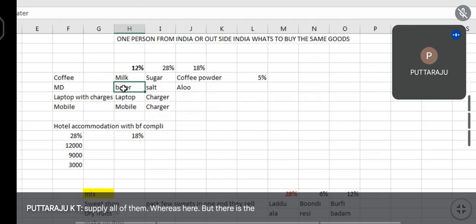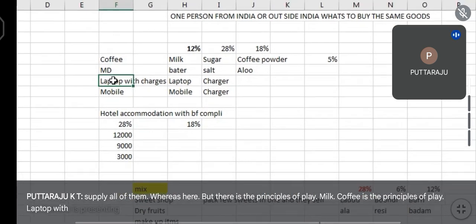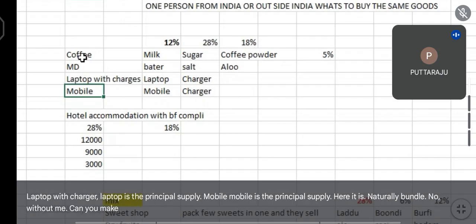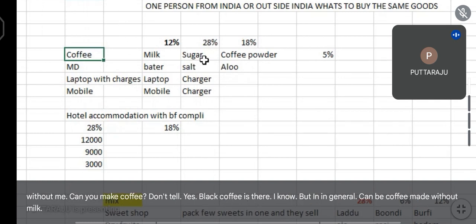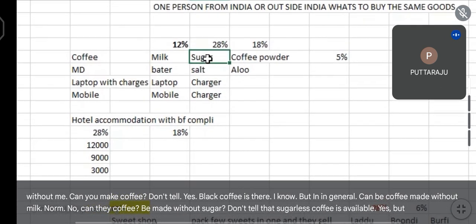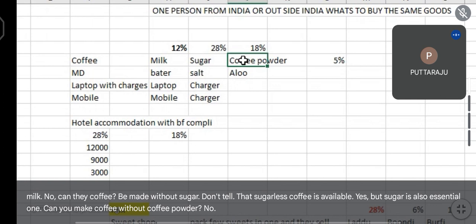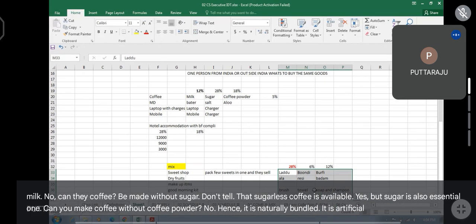Whereas here, butter is the principal supply. Milk, coffee is the principal supply. Laptop with charger, laptop is the principal supply. Mobile is the principal supply. Here it is naturally bundled. No, without milk can you make coffee? Don't tell yes. Black coffee is there, I know, but in general, can the coffee be made without milk? No. Can the coffee be made without sugar? Don't tell that sugarless coffee is available. Yes, but sugar is also essential. Can you make coffee without coffee powder? No. Hence, it is naturally bundled. It is not artificially bundled. Okay.